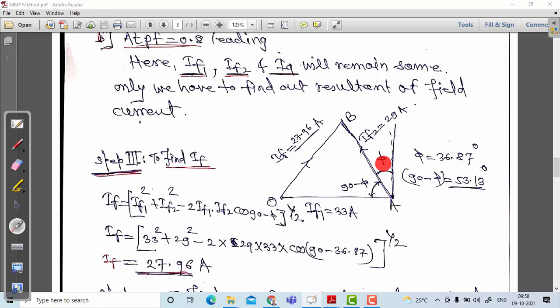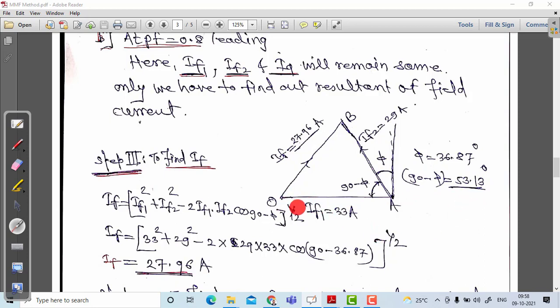And therefore, the join OB represents the resultant of this feed current, and it is found to be equal to 27.96. And what is the angle between IF1 and IF2? That is 90 minus phi, because this total angle is 90 and this phi is subtracted from it. So 90 minus phi is 53.13 degrees.